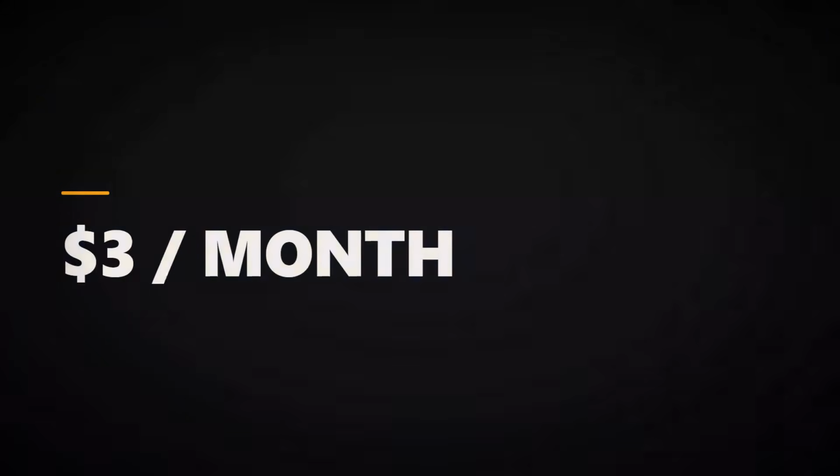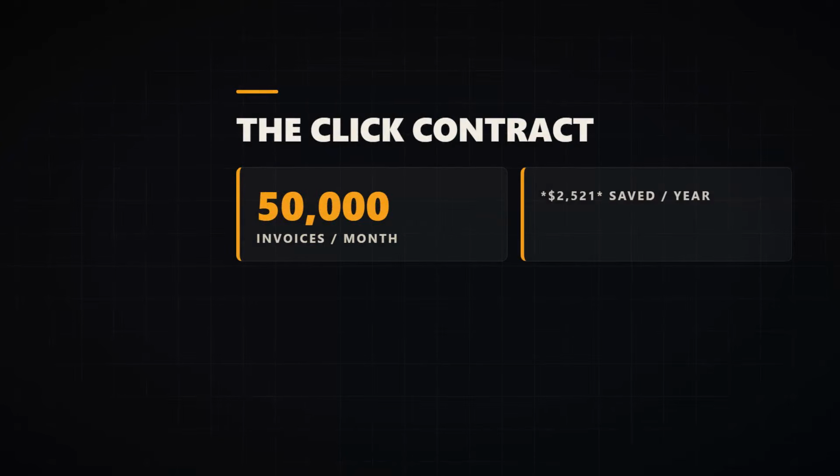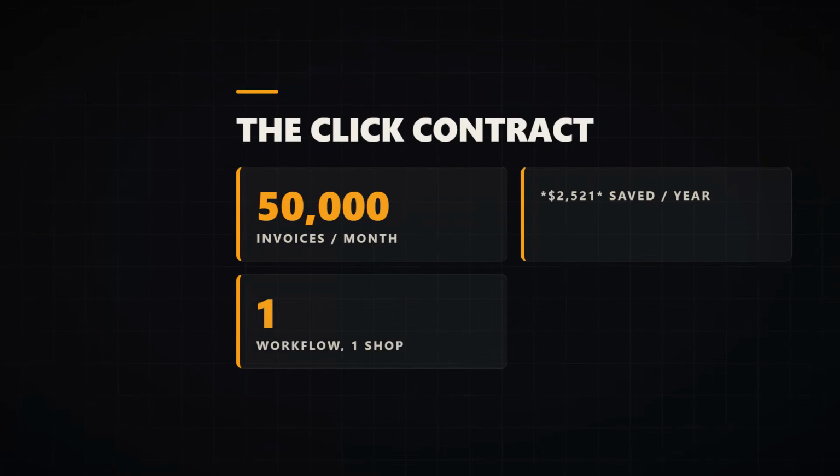Here is the click contract. I found the repo, I read the license, I ran the cost math against 50,000 invoice images a month, which is a real number for a mid-size e-commerce store or an agency doing document processing. The answer is a $2,500 a year saving on one workflow in one shop.